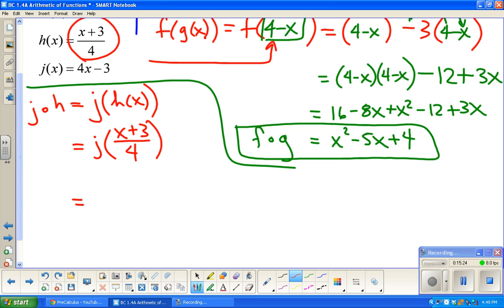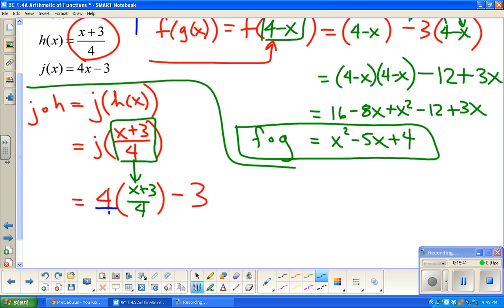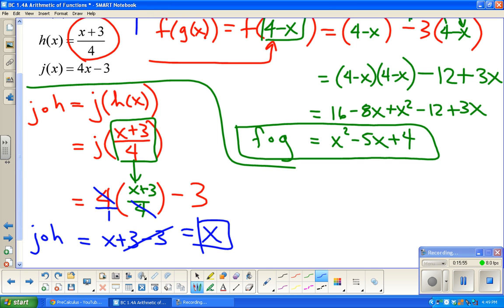Okay, so here we go. We're going to write down what j is. 4 times something minus 3. And what am I going to put there? Whatever's inside j goes inside j. Oh, this is going to look nice. I'm excited already. Okay, well, 4 times is the same thing as 4 over 1 times. 4 divided by 4 is, you guessed it, 1. So this is now x plus 3 minus 3, which is x. Okay, so j composed with h, j of h of x, is x in this case.